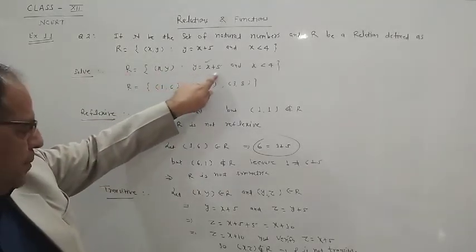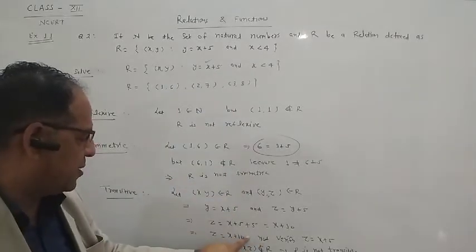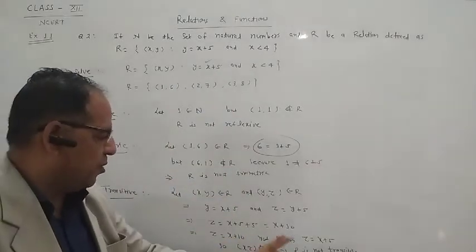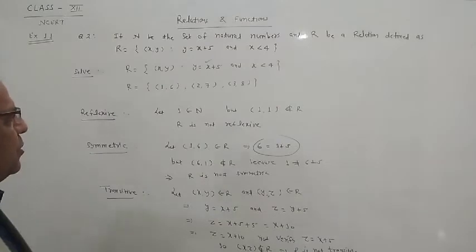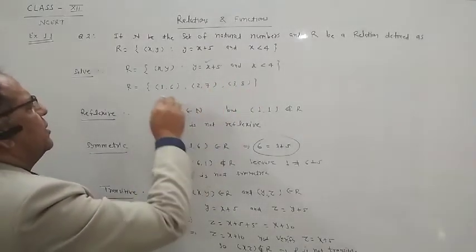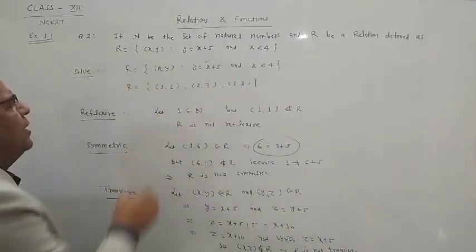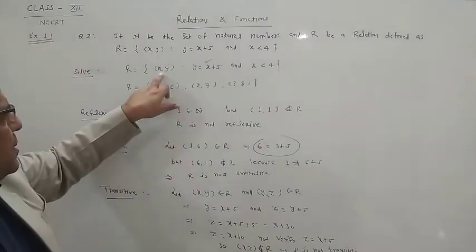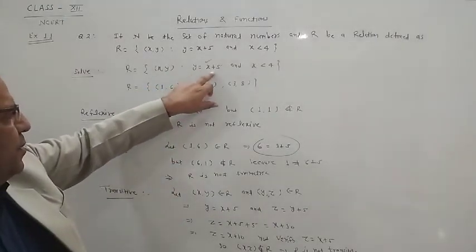This is not satisfying. You verify the condition z equal to x plus 5, because (x, z) will be there if z equal to x plus 5. But we have z equal to x plus 10. This implies that R is not a transitive relation. So according to this question, this relation only contains those ordered pairs that satisfy this condition.